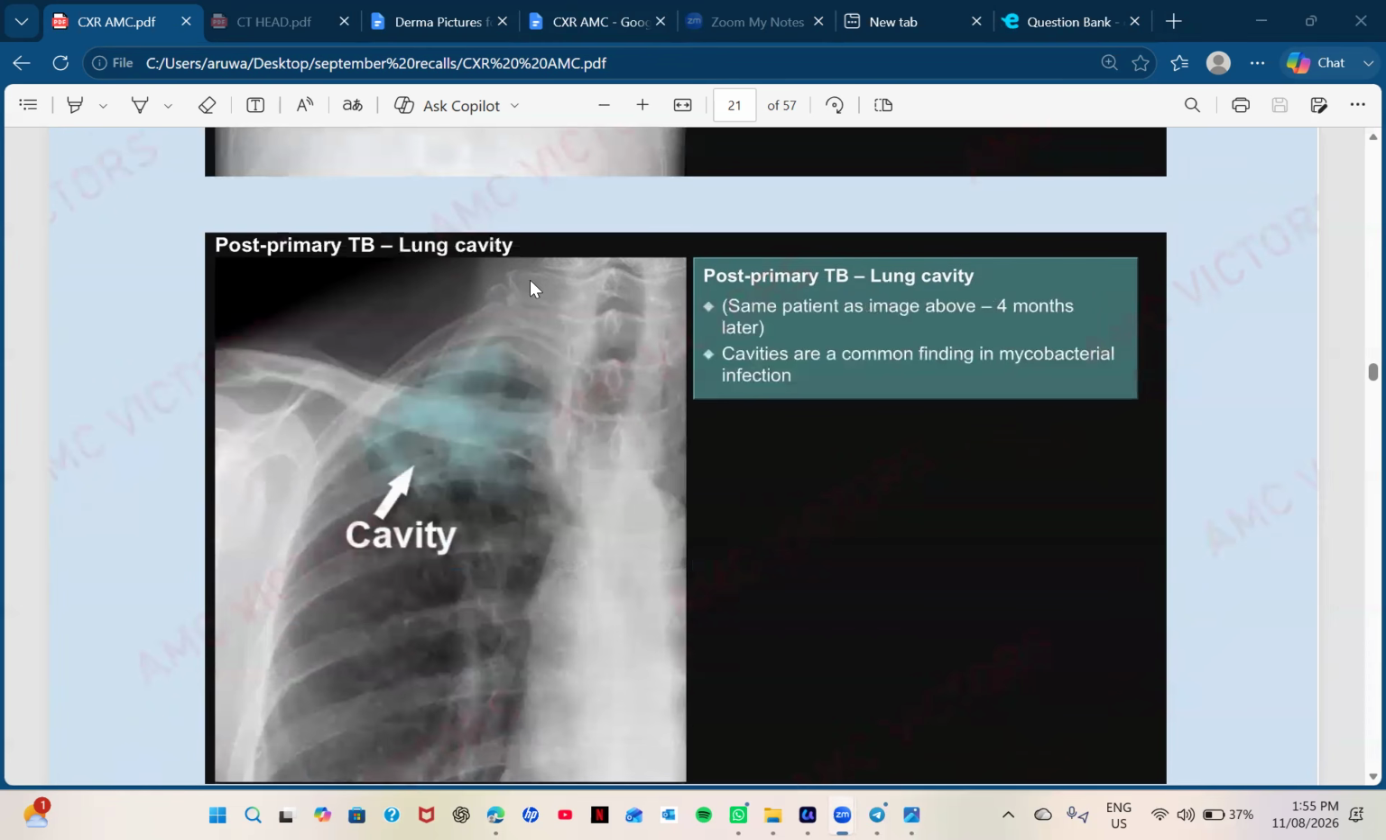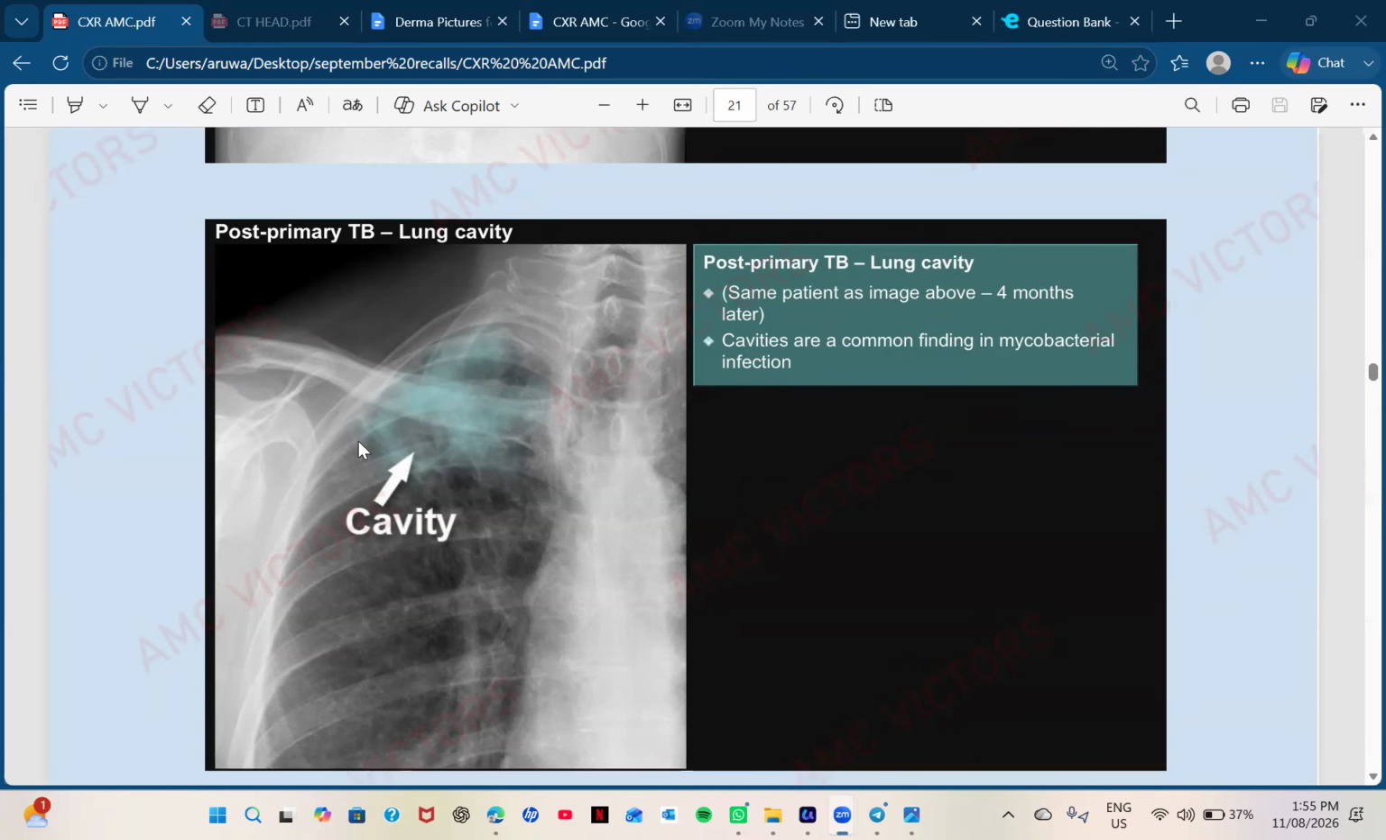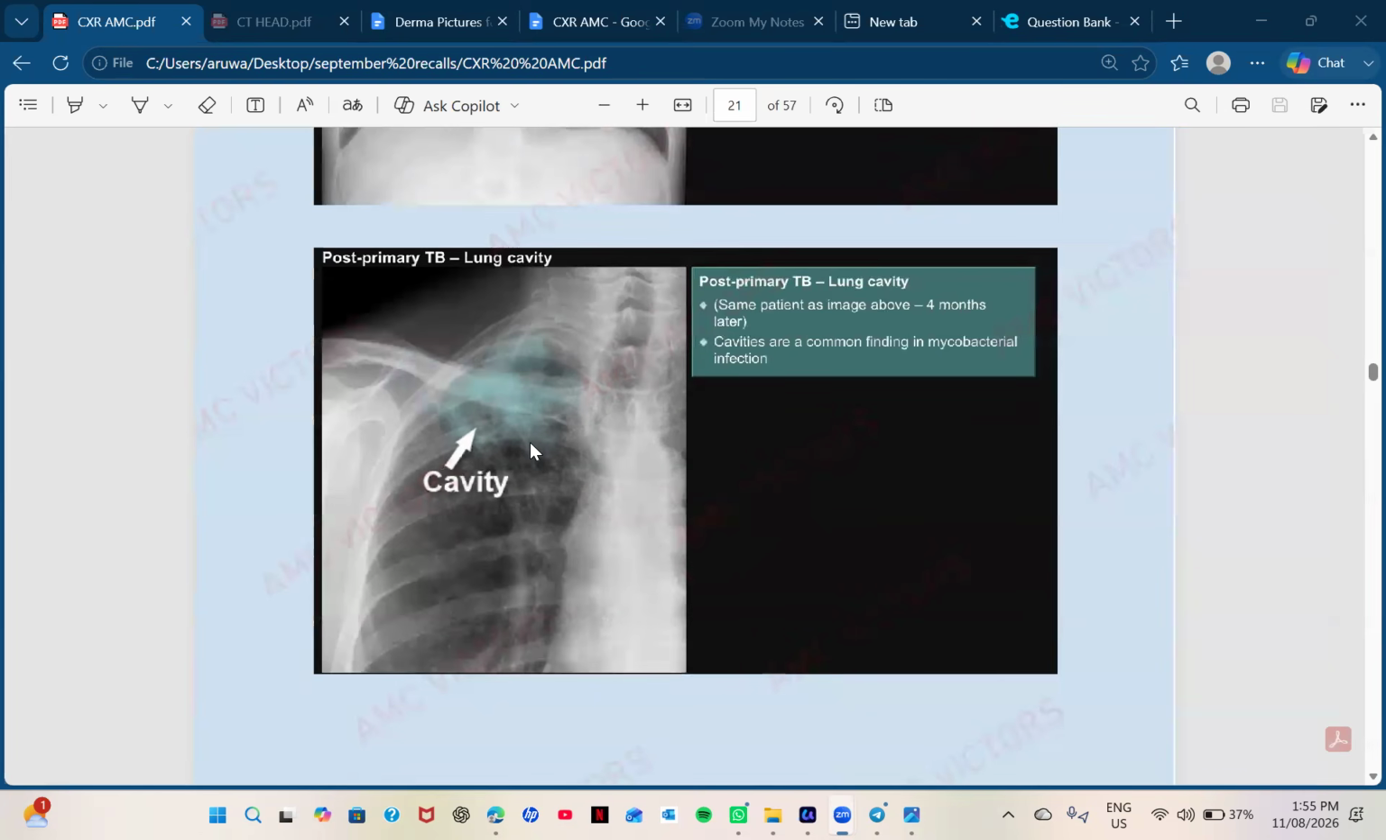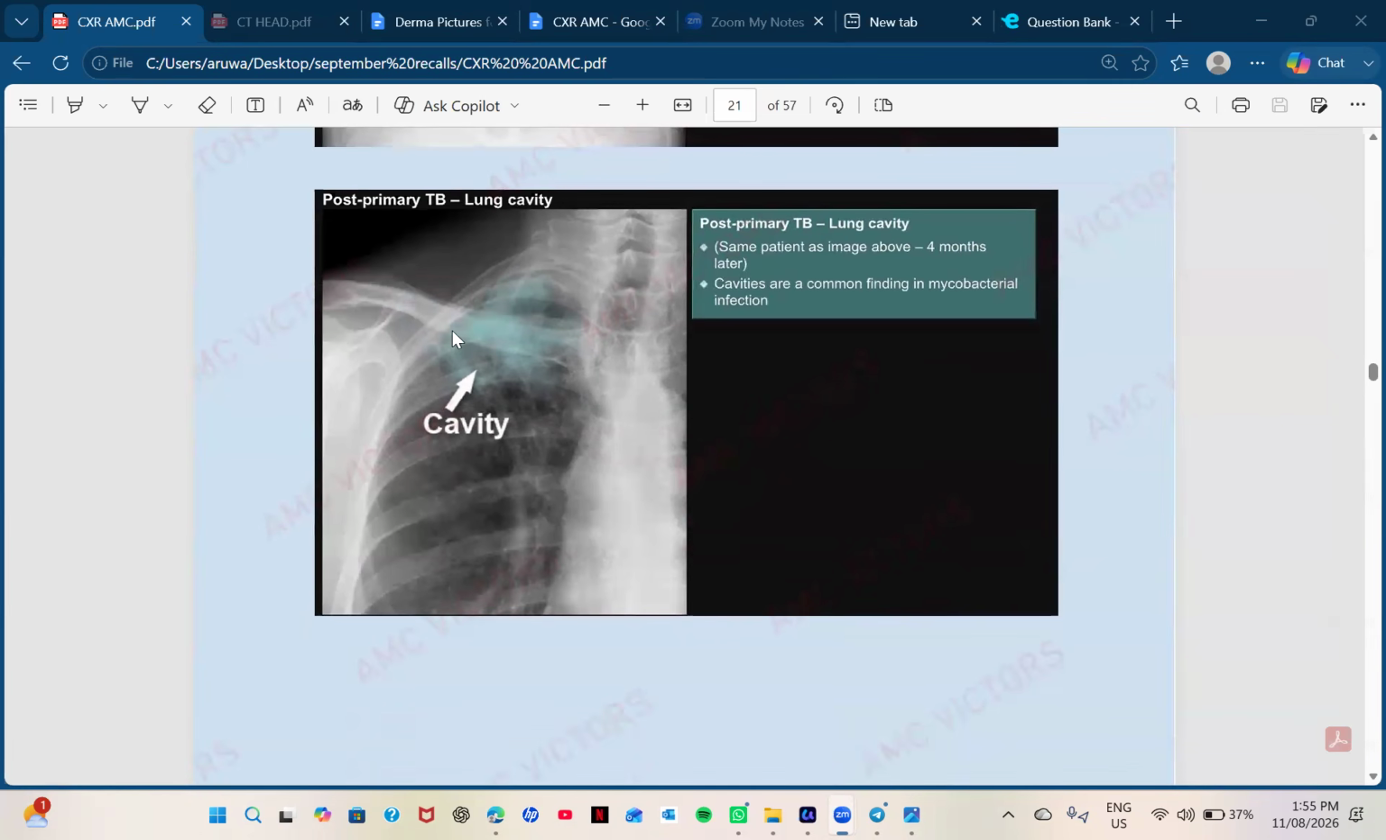Okay, then post-TB lung cavity. How does this lung cavity present? Here, same patient as the image above, 4 months later. Cavities are a common finding in TB infection, right? Cavities you can see like this in pulmonary TB. Can you see the cavity here?